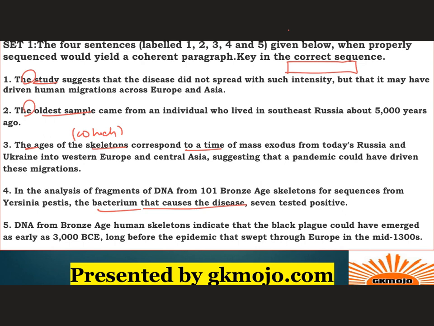DNA from Bronze Age human skeletons indicate that the plague could have emerged as early as 3000 BCE, long before the pandemic that swept through Europe in the mid 1300s. Correct? So this has to be your introductory sentence. So we will start with sentence number 5. Also, it is introducing the disease. Alright? So 5 is the best opening sentence. 5 talks about the DNA study.